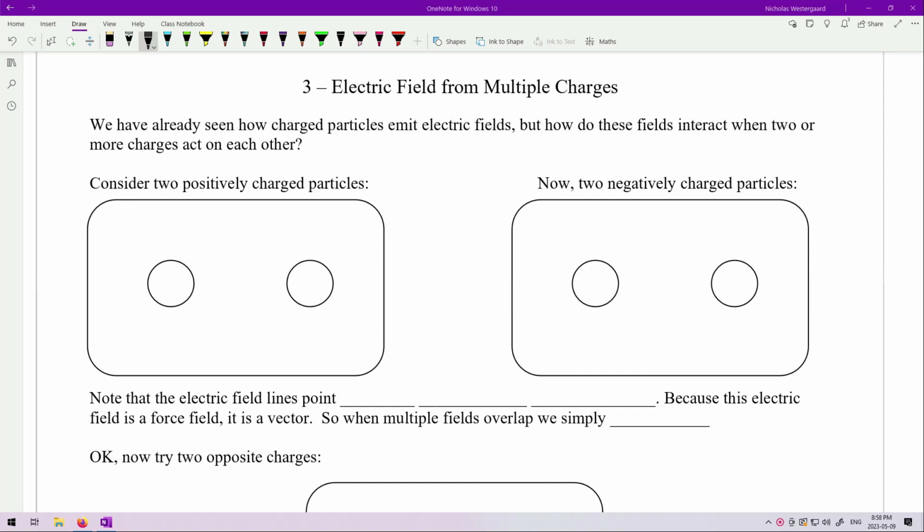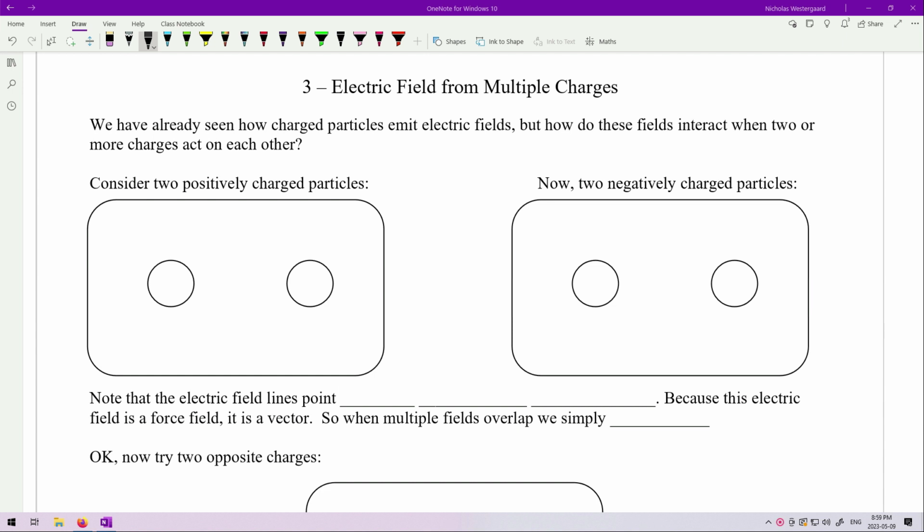Good afternoon, class. So yesterday we ended up looking at how a single charged particle emits electric fields. Positive charges emit fields that are radially outward, and negative charges emit fields that point radially inward. So we're going to see what happens when we have more than one charge interacting.